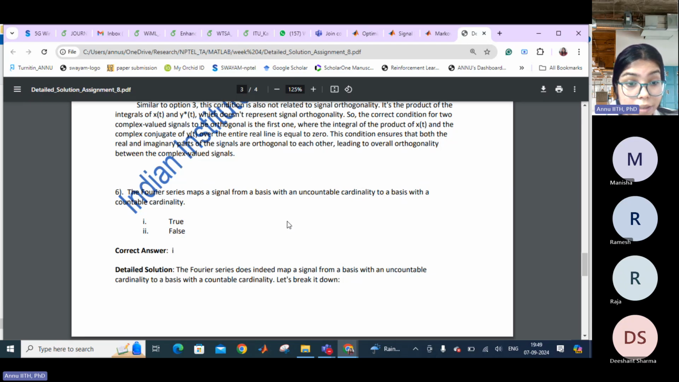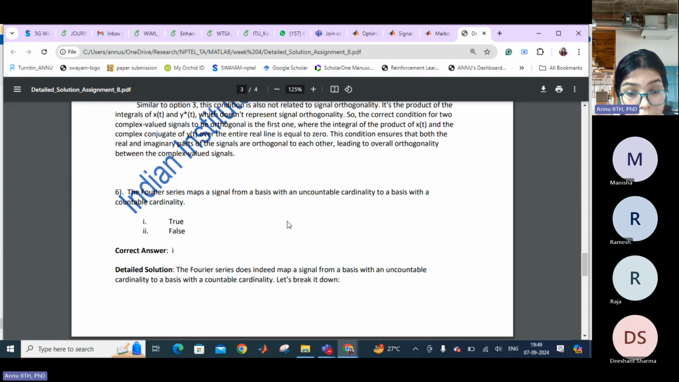The Fourier series is a way of representing a signal in the time domain in the harmonics of sine and cosine, and it is only defined for periodic signals. A periodic signal repeats over infinite time. Now, it maps from an uncountable basis.